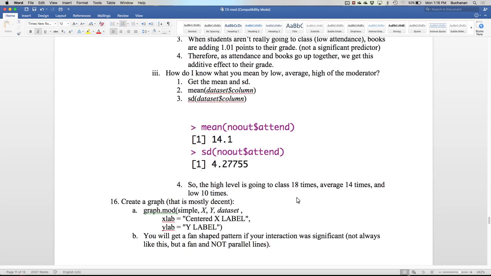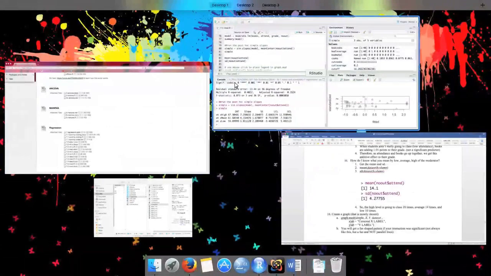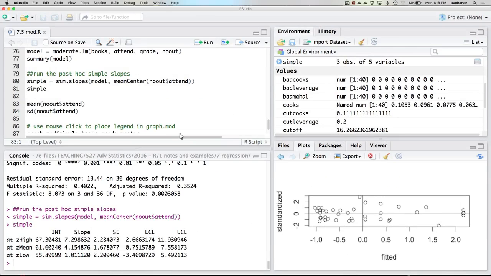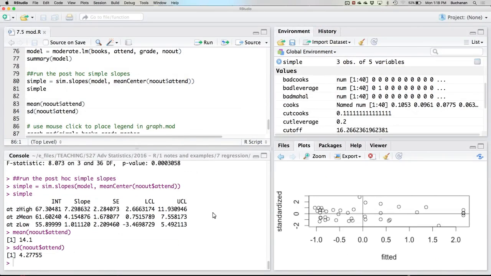Since this is mean-centered, you just calculate the mean, which is just kind of a quick reminder, here's how you get means, without using tapply, because there are no groups. Okay. So we just calculate the mean and the standard deviation.